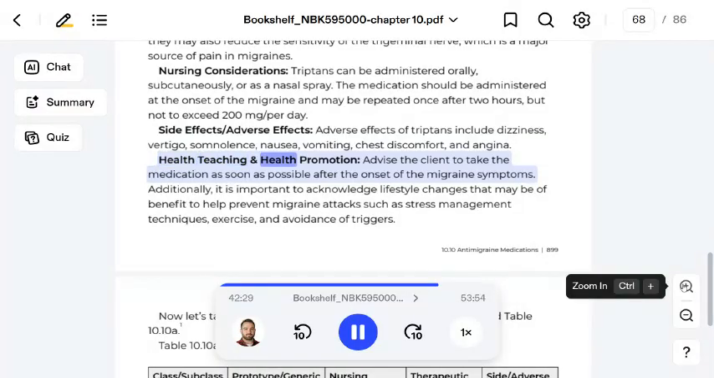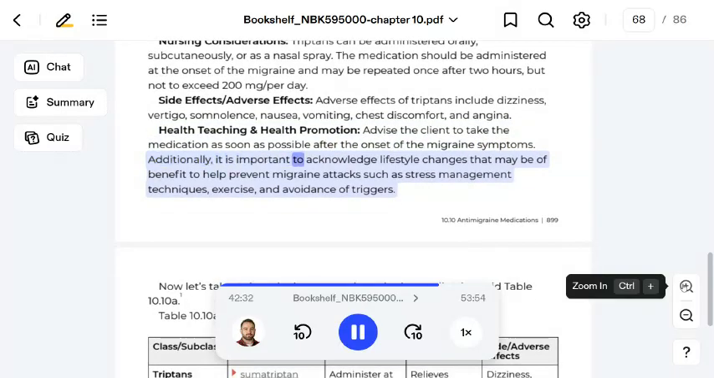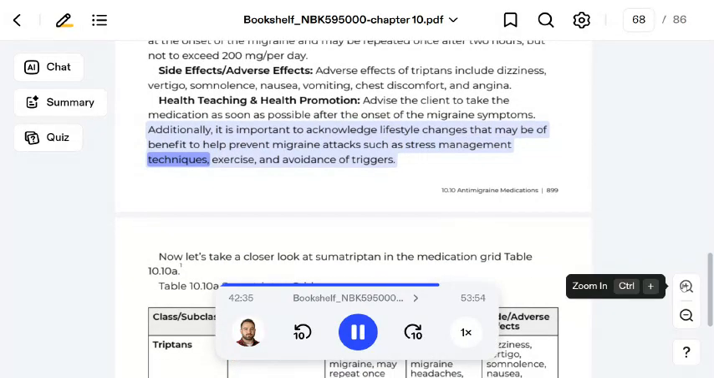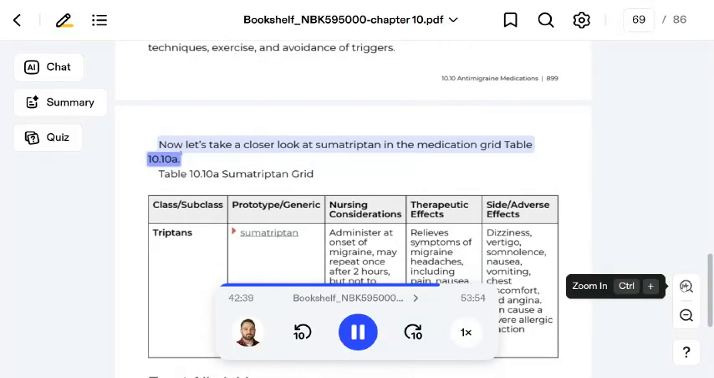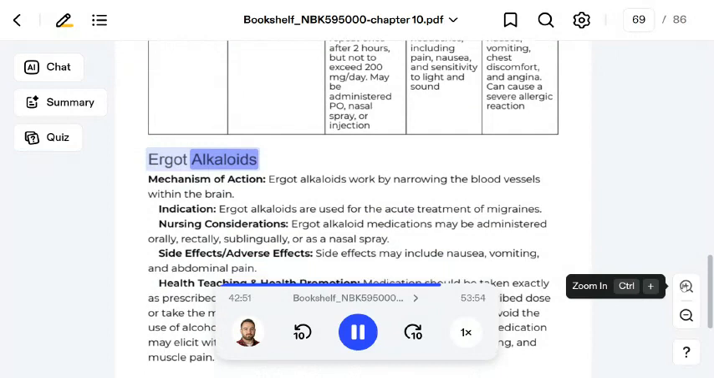Health teaching and health promotion: advise the client to take the medication as soon as possible after the onset of the migraine symptoms. Additionally, it is important to acknowledge lifestyle changes that may be of benefit to help prevent migraine attacks, such as stress management techniques, exercise, and avoidance of triggers. Now let's take a closer look at sumatriptan in the medication grid Table 10.10a. Table 10.10a Sumatriptan grid.